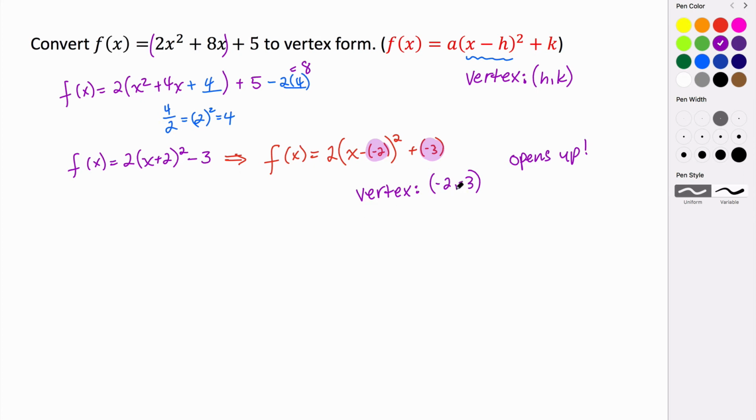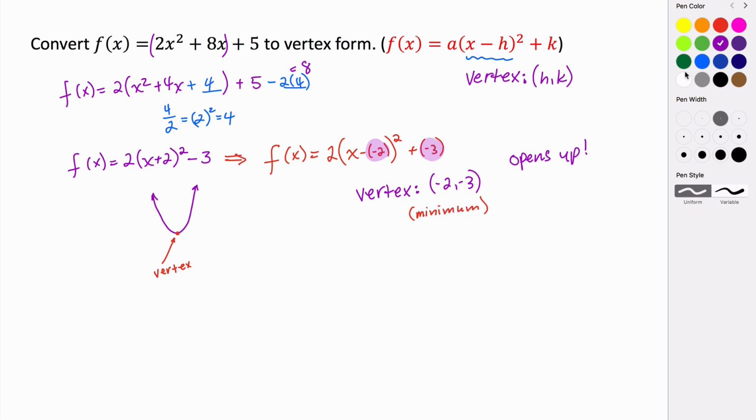Now, what does our graph opening up tell us about our vertex? If our graph opens up, that means it looks something like this. The vertex is just either the maximum or minimum value of our quadratic. So if our graph opens up like this, our vertex is going to be this value here. And so if the a value is positive, that tells you that your vertex is a minimum value. So this is a minimum.